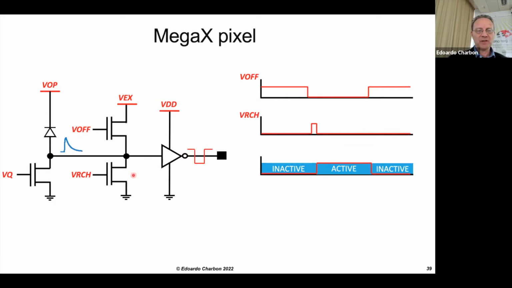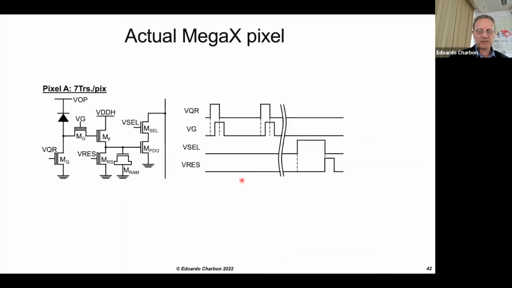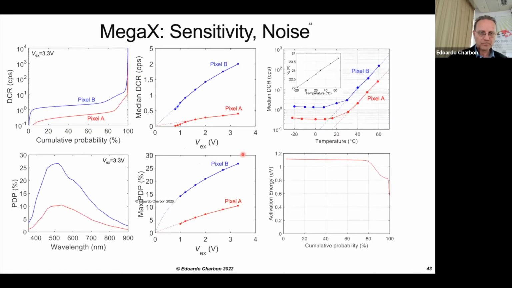So it is possible to activate and deactivate the detector in a matter of picoseconds. Then, of course, you need the memory, which is implemented with a dynamic memory, in this case, a simple capacitor. And this is the actual implementation of the detector. You can see a few more transistors and a relatively simple implementation of the timing diagram.